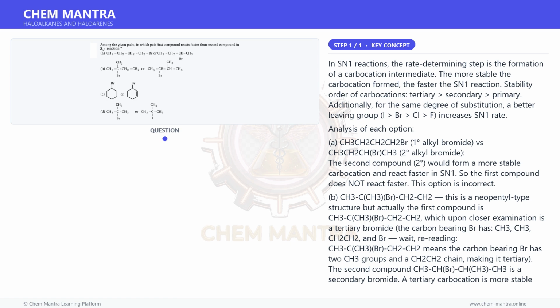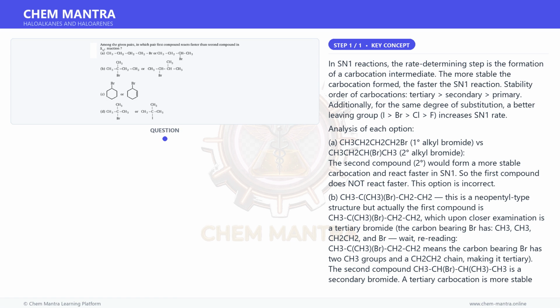D. (CH3)3CBr, a tertiary bromide, versus (CH3)3CI, a tertiary iodide. Both are tertiary, but iodide is a better leaving group than bromide. Therefore, the iodide, the second compound, reacts faster in SN1. The first compound does not react faster. This option is incorrect.